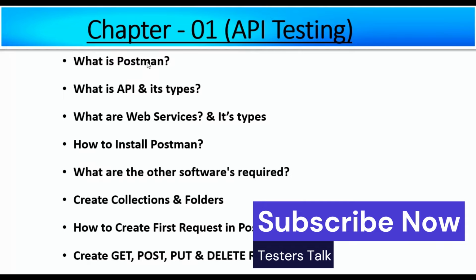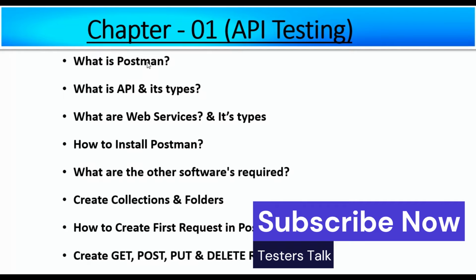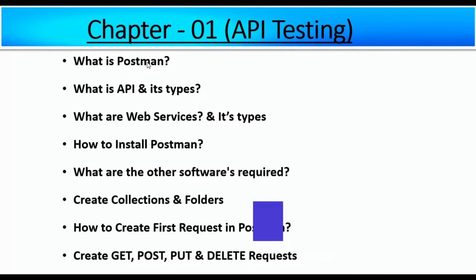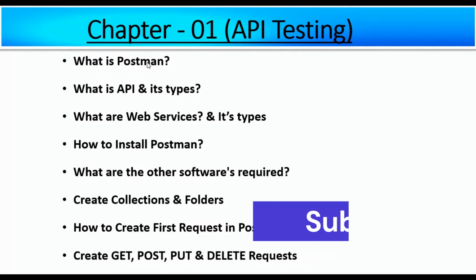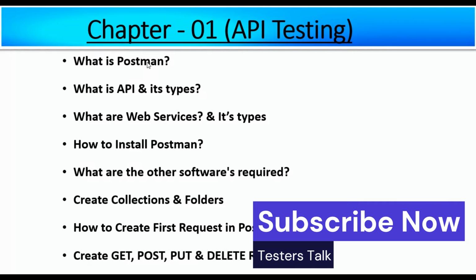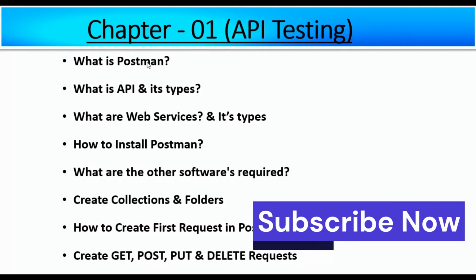So let's discuss what is Postman first. Postman is a tool which is used by developers and testers to build the API, to modify the API, and to test the API. So that's all about Postman. So now let's discuss what is API and what are the different types of API we have and how exactly this API works.